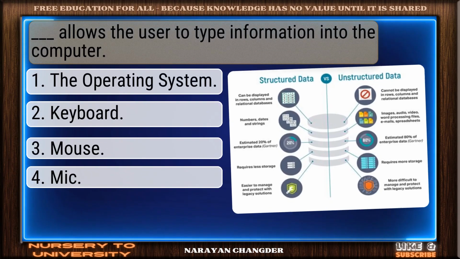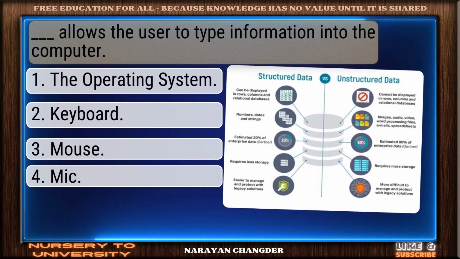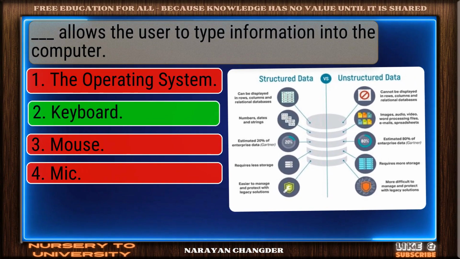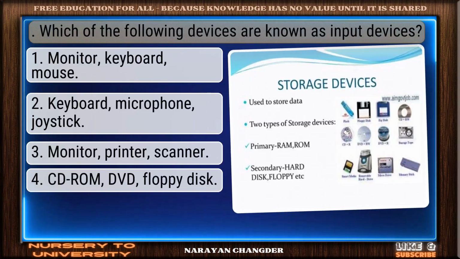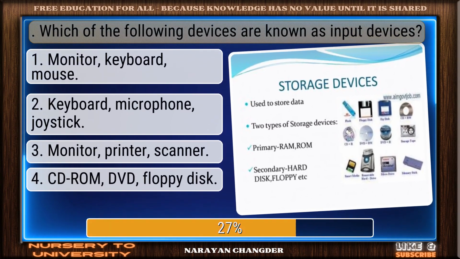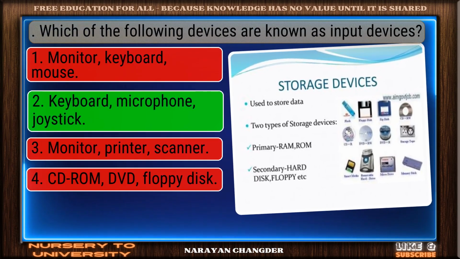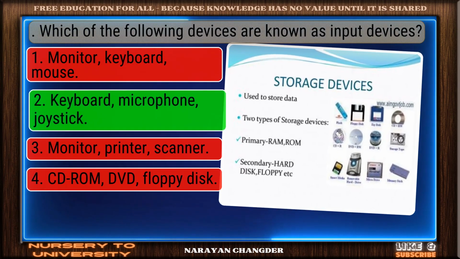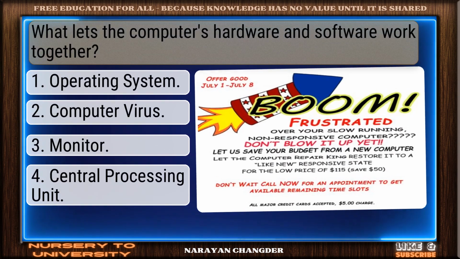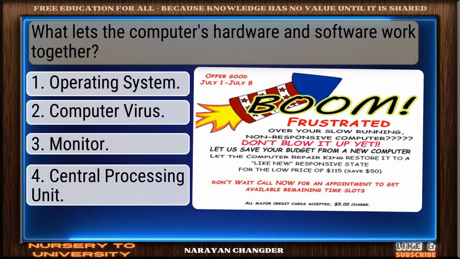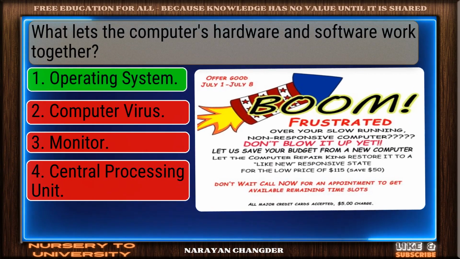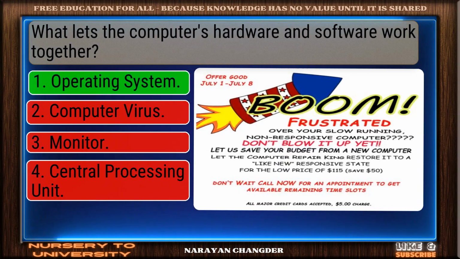Dash allows the user to type information into the computer. Great job. Keyboard is the accurate answer. Which of the following devices are known as input devices? Perfect. Keyboard, microphone, joystick is the correct choice. What lets the computer's hardware and software work together? Well picked. Operating system is the correct answer.